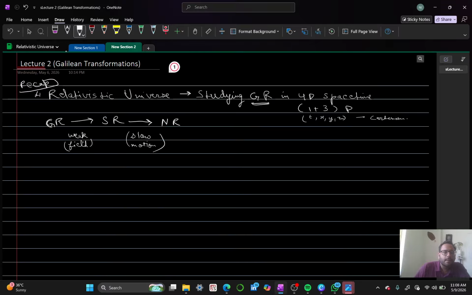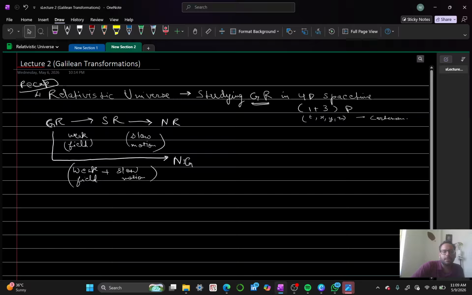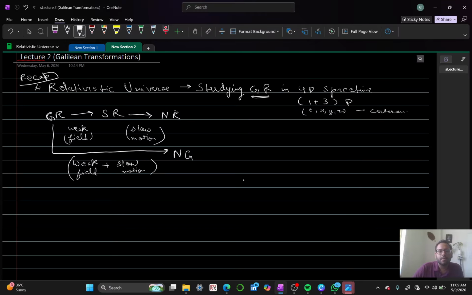And another thing is Newtonian gravity. When both limits are applied, weak field plus slow motion, the things can be translated to Newtonian. So this is my general relativity. We will come to it, but we will start with Galilean relativity, or say Newtonian relativity. It is also called Galilean relativity because the first principle of relativity was given by Galileo.